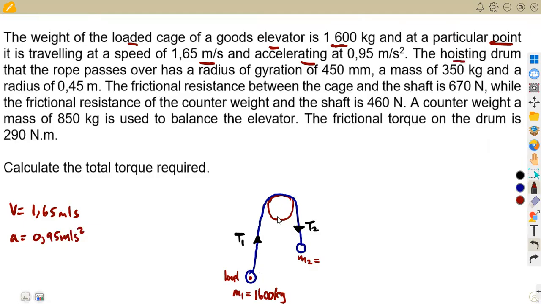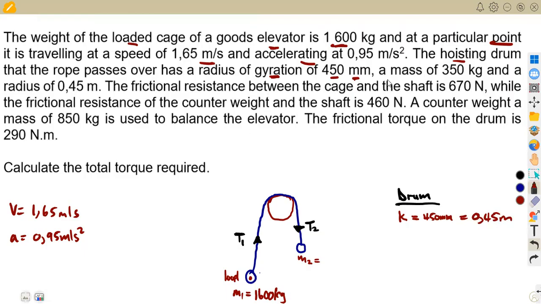The hoisting drum, which is this one that we have, that the rope passes over, has a radius of gyration, which is 450 millimeters. So this radius of gyration is affecting the drum. So I'm just going to list the information of the drum here. We are given the radius of gyration, which is given as K. It's not R. This one, the radius of gyration, is given as K. So that is 450 millimeters, which you convert to meters, divide by 1,000, you're going to have 0.45 meters.